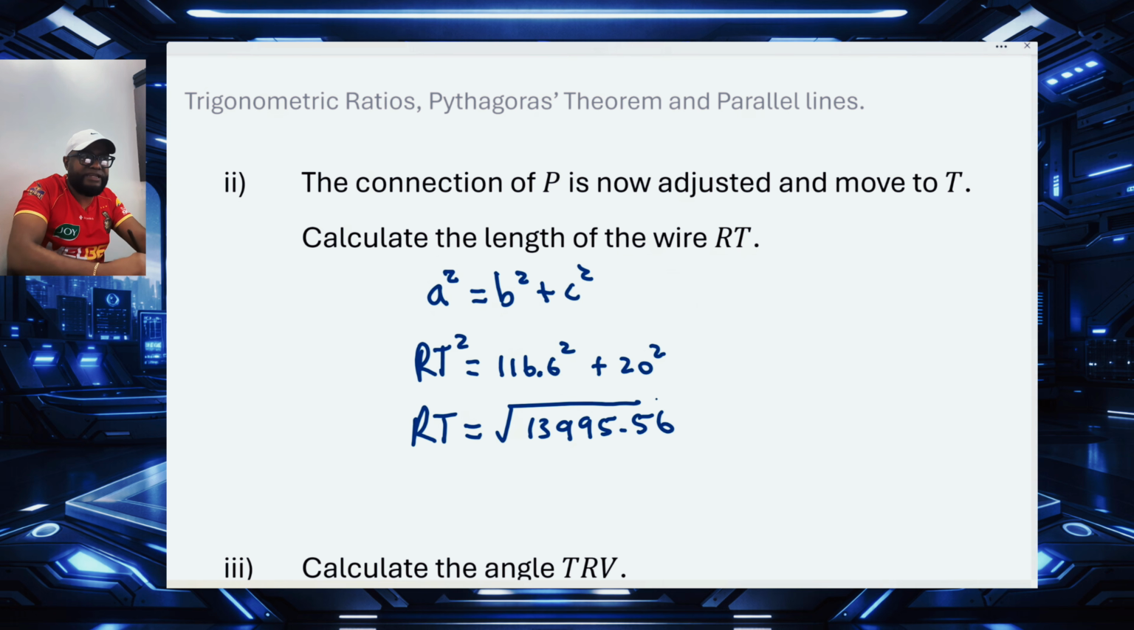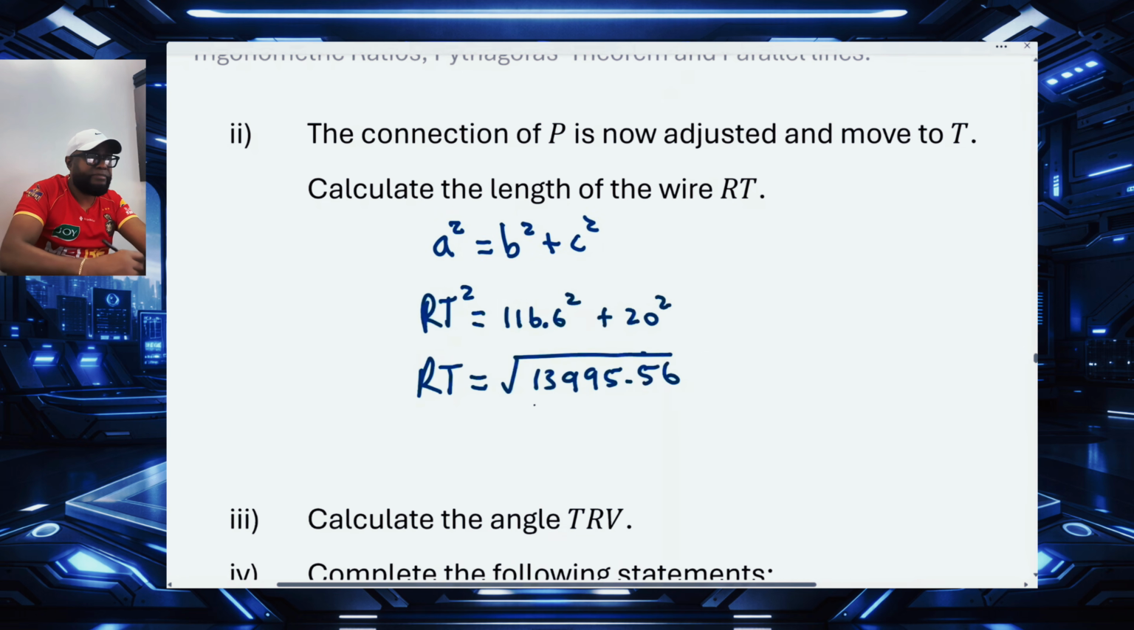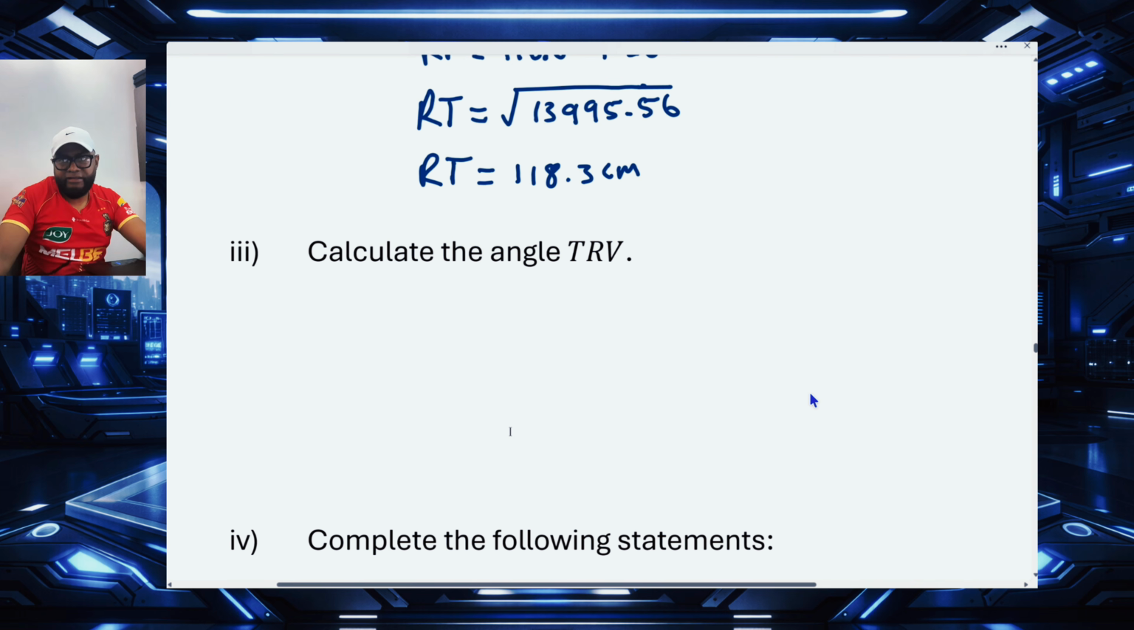0.56. Leave 56 here. We'll write the answer to one decimal place. And what will my answer be to one decimal place? 118.3 centimeters.